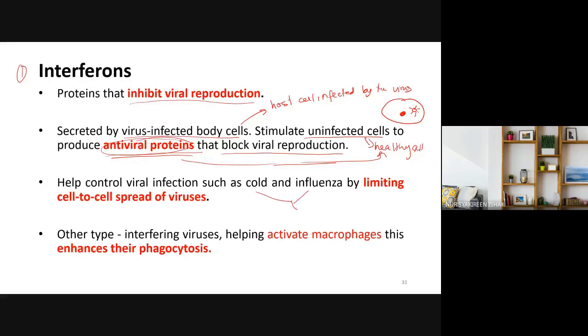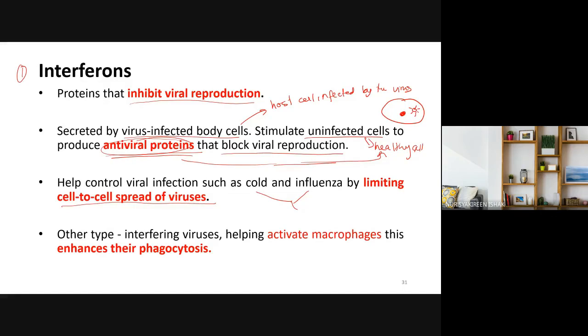So dalam awak punya persekitaran ni akan ada banyak pathogen. There are many different types of viruses in your surrounding. Okay. So when you are exposed to these viruses, this is one of the mechanisms of how your body protects you from being infected by virus. So by the production of interferons by infected body cell, and later by antiviral protein by the healthy cell, this prevents cell to cell spread of viruses.